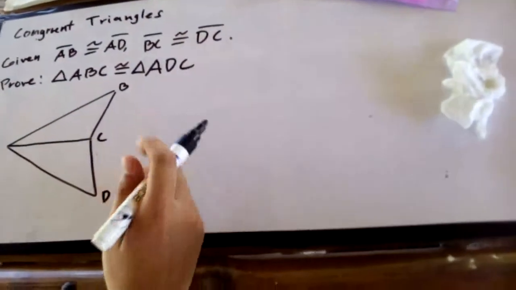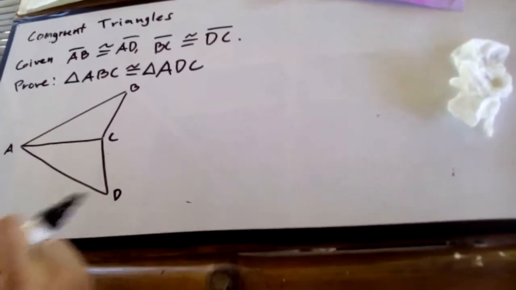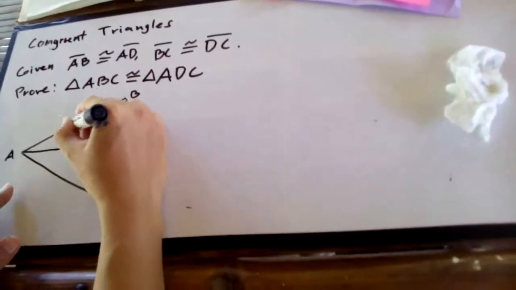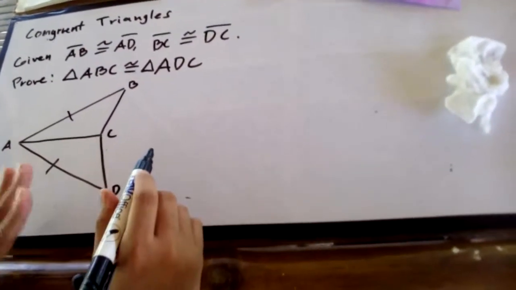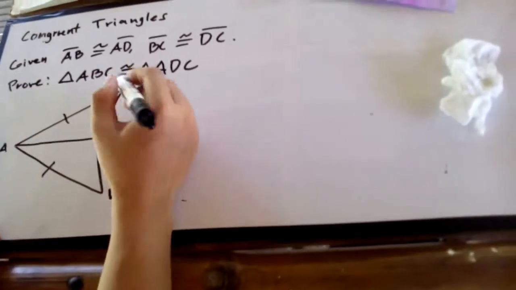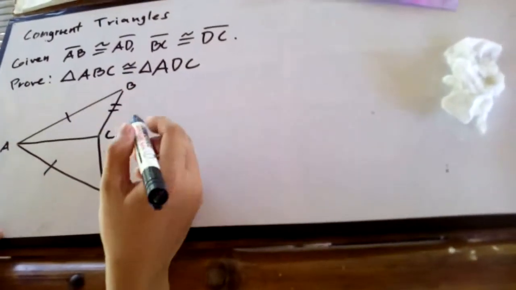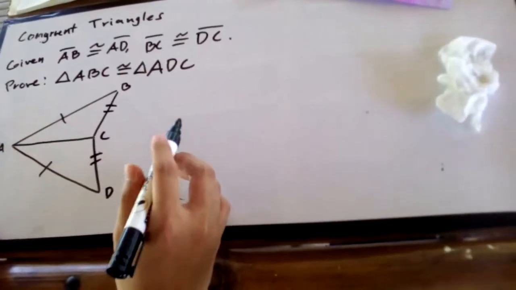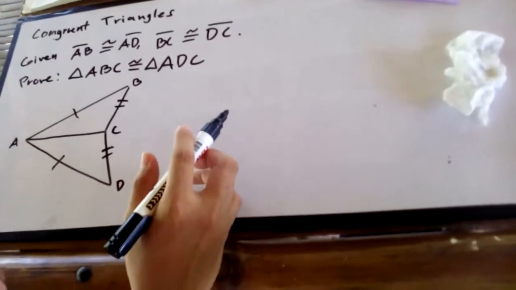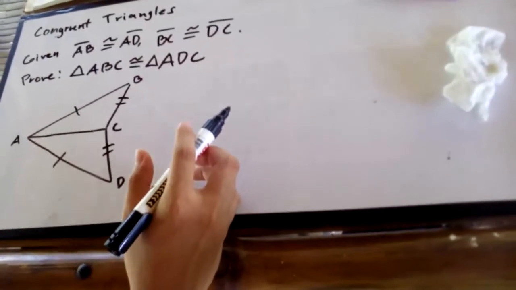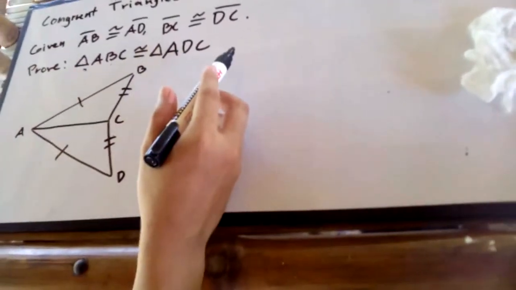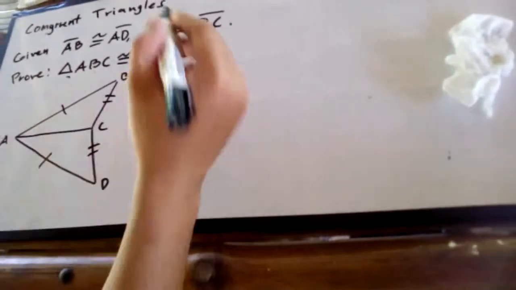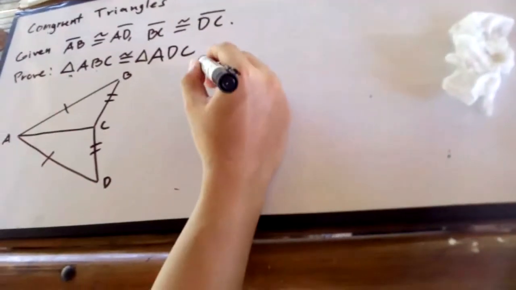We already know that line AB is congruent to line AD, right? We also know that line BC is congruent to line DC. The only thing that we don't know is what other corresponding parts are congruent, so that we can prove that triangle ABC is congruent to triangle ADC. Okay? So let us give here our statements.